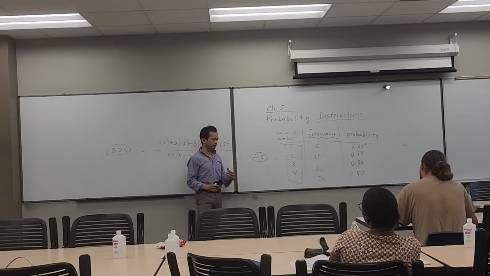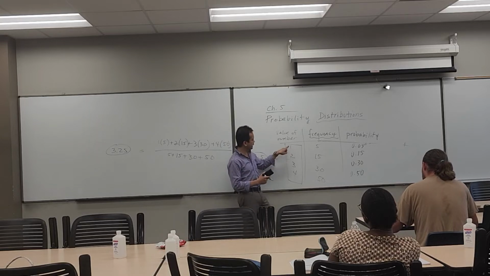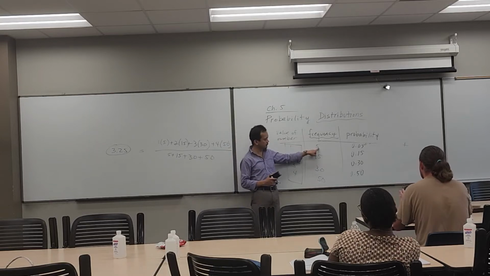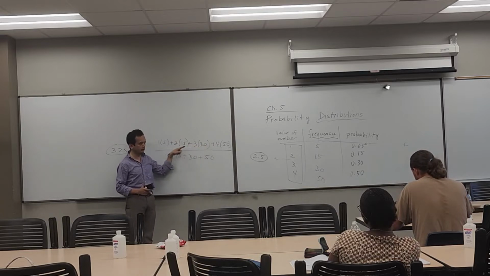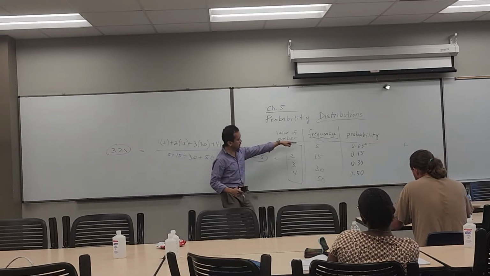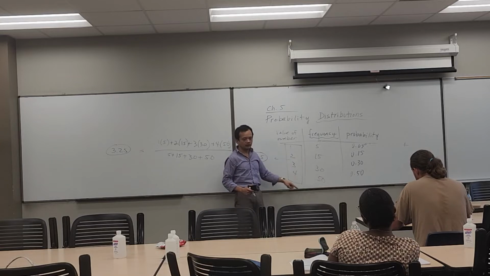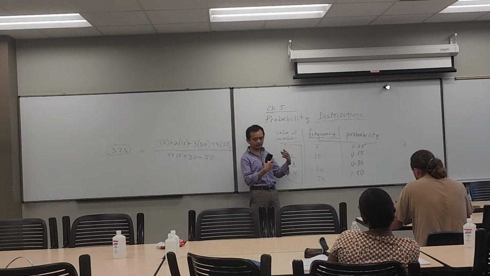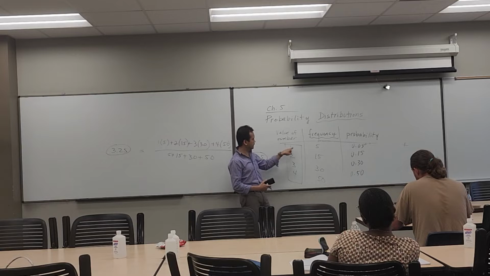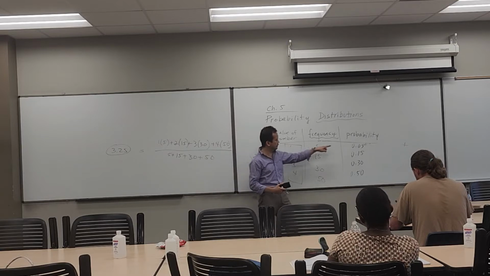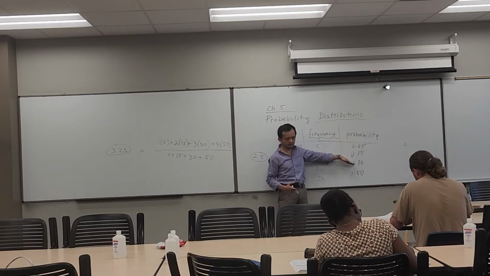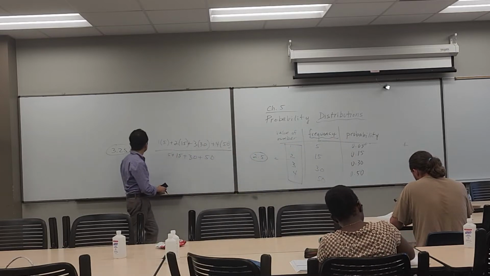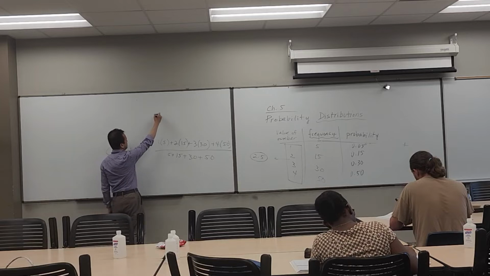So essentially, before, what we did was we multiplied the value of the number times the frequency, and we summed them all up, and then we divided by the sum of the second column. Mathematically, this is exactly the same thing. So to find this mean, we're going to take the sum of the products of all the rows, and then divide by the sum of the probabilities. So we're going to do exactly the same thing.